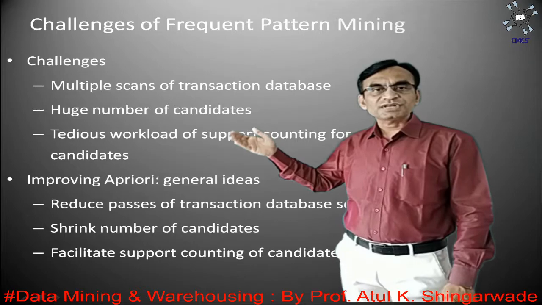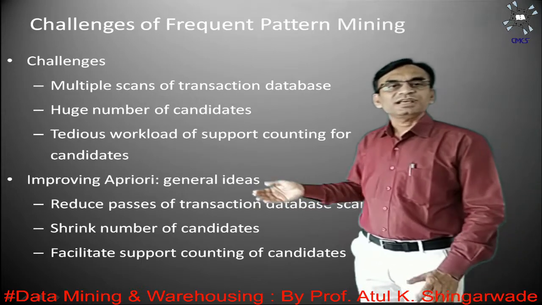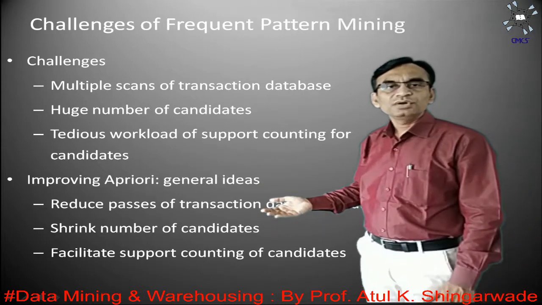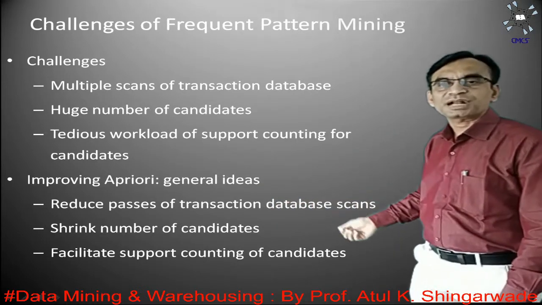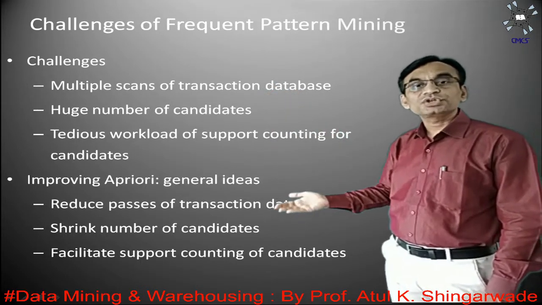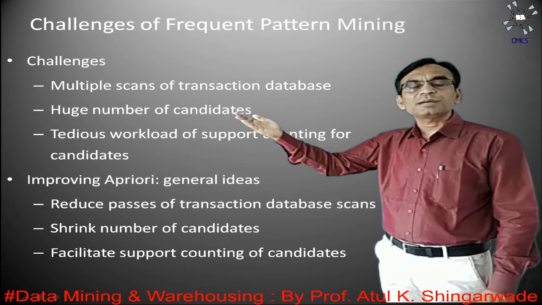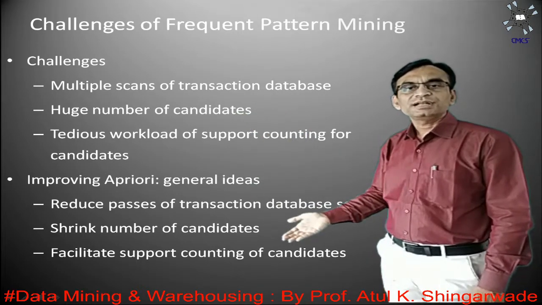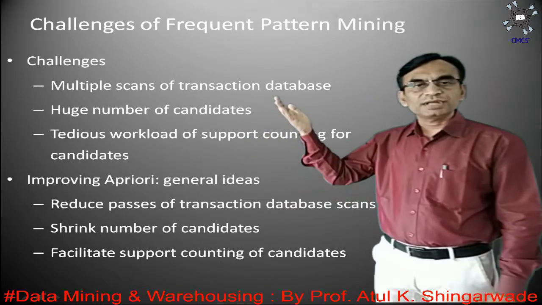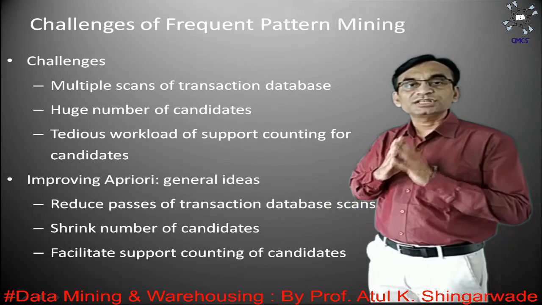If we take these challenges, how do we improve the Apriori algorithm? The general idea is specified here. To overcome these challenges, we need to improve the Apriori algorithm by reducing the passes of transaction database scans, because as I already mentioned, multiple scans are required. So we should reduce the passes of transaction database scans. Then shrink the number of candidates, because the number of candidates is large in case of huge data sets. Then the tedious job of counting support for those candidates is also there. So that should be facilitated inside a newer or improved Apriori approach.